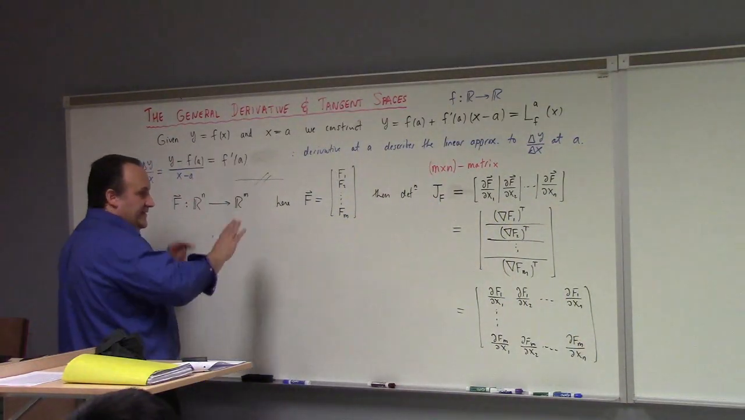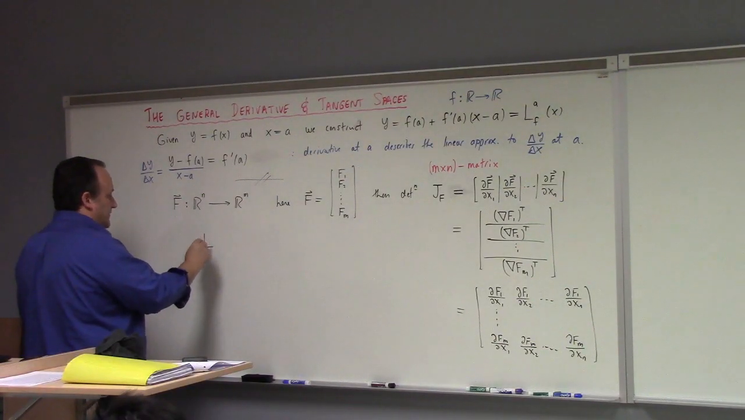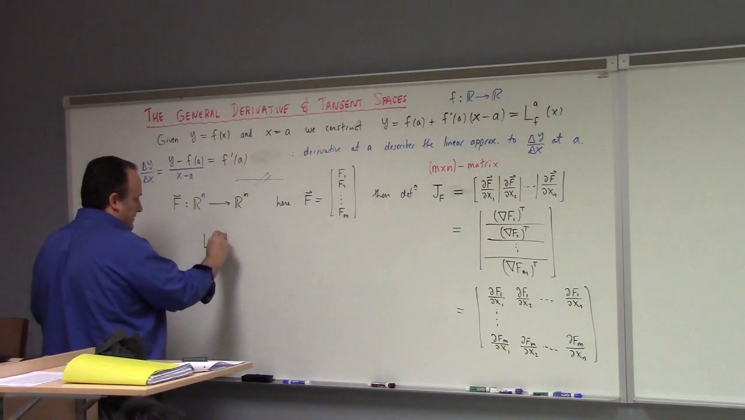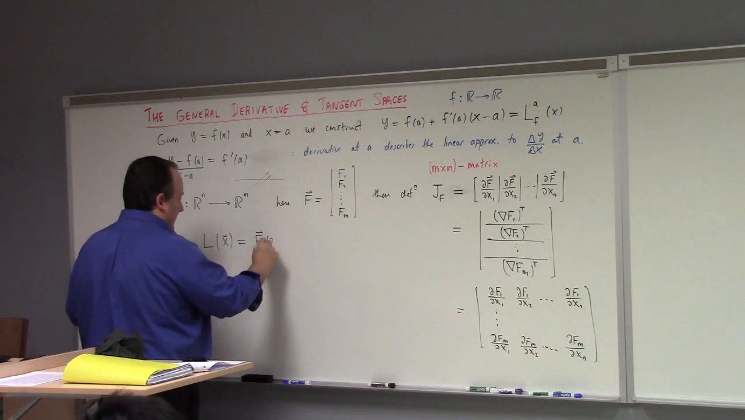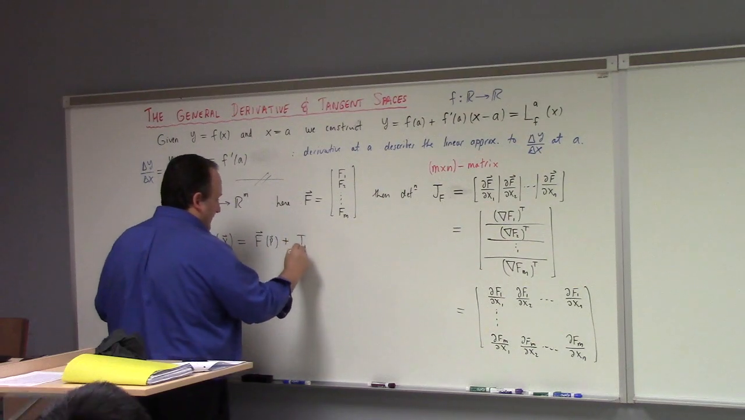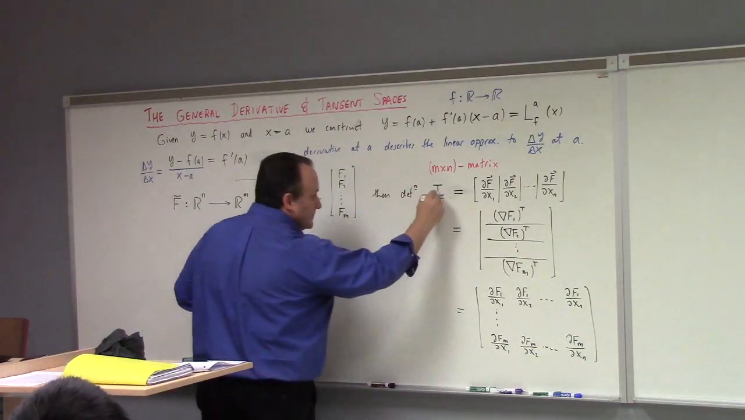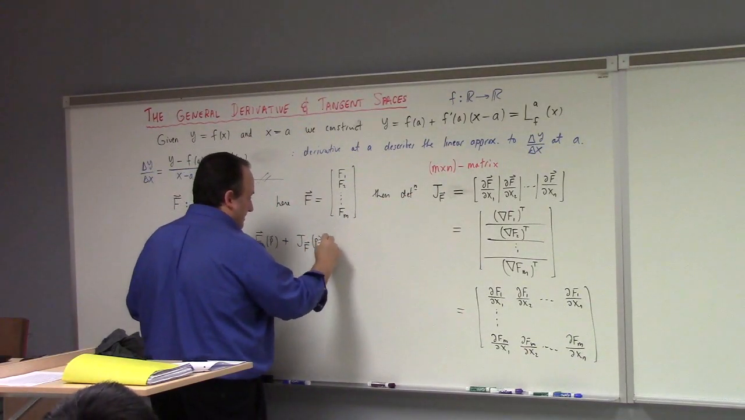And in this context, the linearization of this function at a point x, the formula for it is something like this: f of p plus the Jacobian of f at the point p. Keep forgetting my vectors in here. Times x minus p.